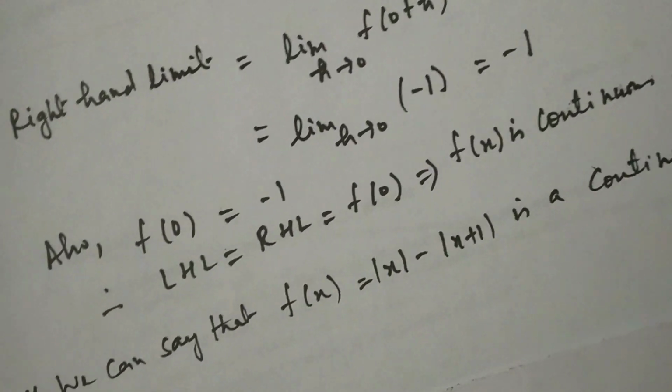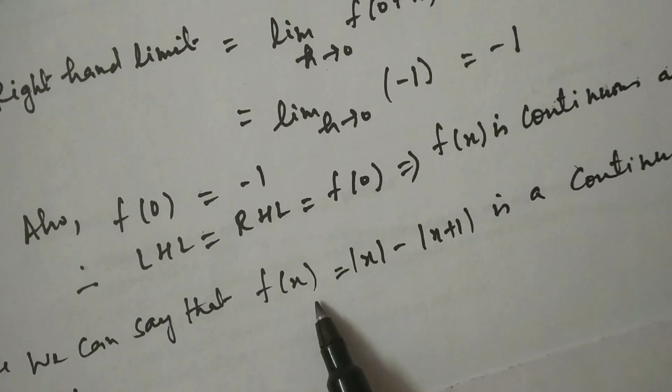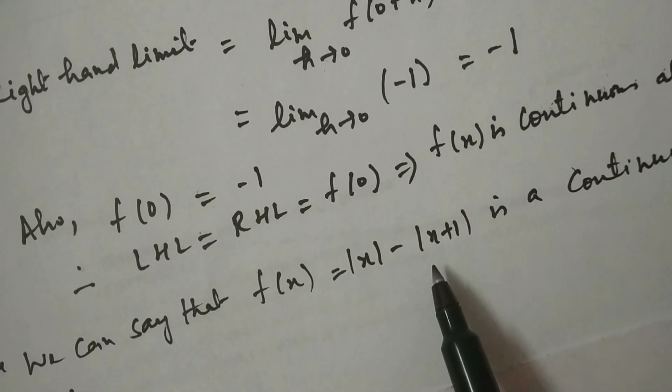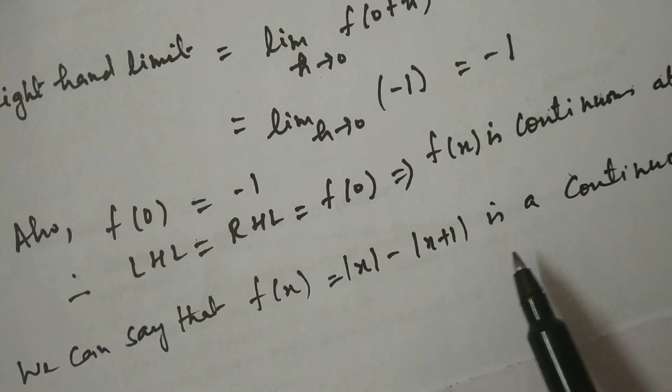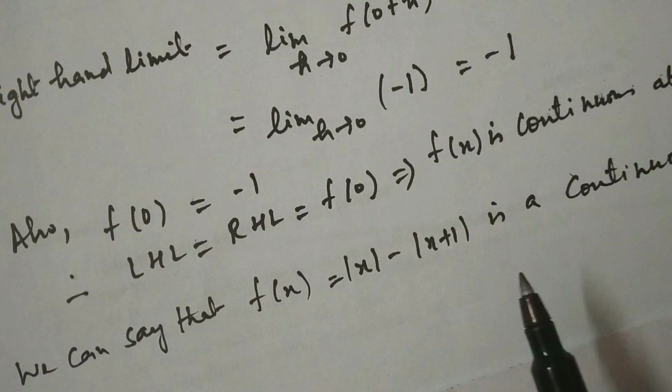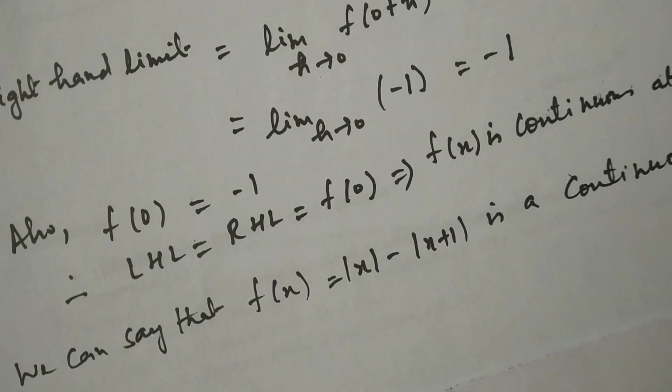So we can come to the conclusion that the given function f(x) equal to mod x minus mod of x plus 1 is a continuous function for all values. Hope you have understood the complex problems of continuity as well today.